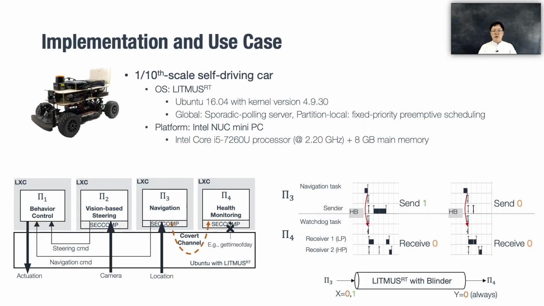So we deployed blinder on an experimental real-time system that runs Litmus, which is a Linux-based real-time operating system. And the system has 4 partitions. And with these, we are able to demonstrate a covert channel between the navigation partition and the hash monitoring partition, and also show how blinder closed the channel. And as you can see from the timing diagram on the right-hand side, blinder guarantees that receiver 1 task finishes before receiver 2 task executes, no matter what signal the sender partition sends. So the receiver always sees the same signal.